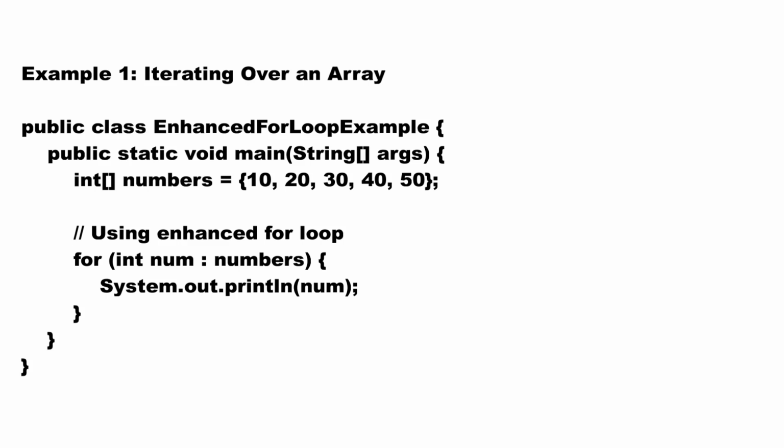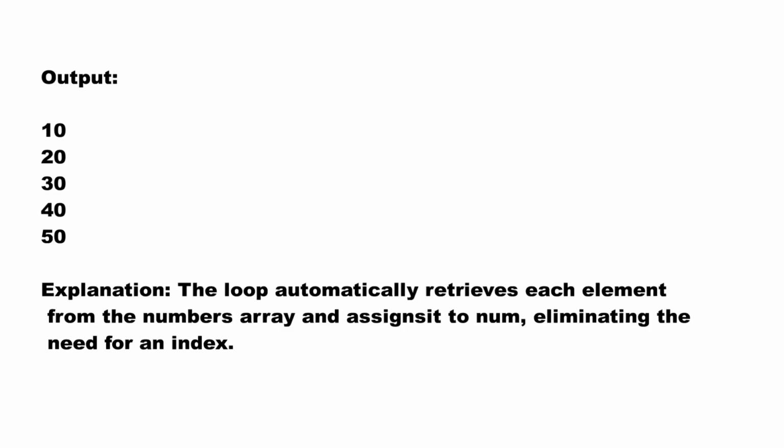For, open bracket, int num colon numbers, close bracket, open braces, System.out.println, open bracket, num, close bracket, semicolon, close braces, close braces. Let's look at the output, which are the elements that were initialized. We have 10, 20, 30, 40, 50.